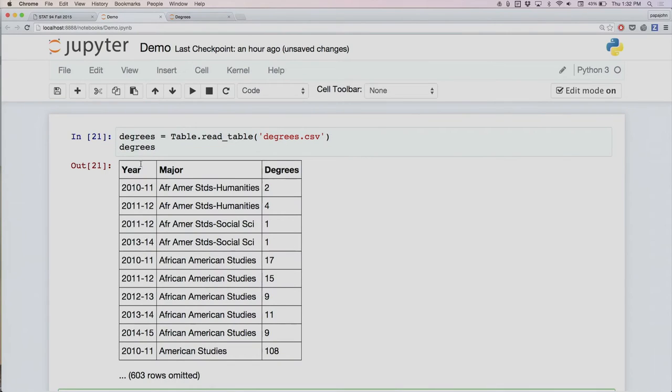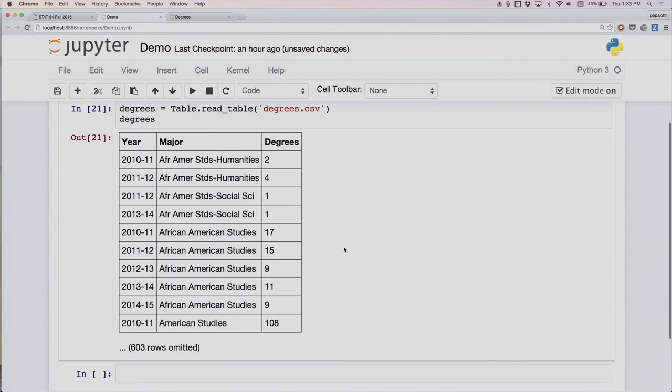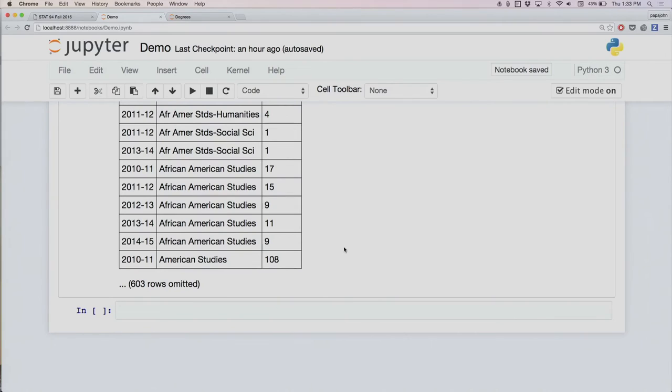So degrees is some table that says in a particular calendar year, some major issued this many bachelor degrees. So there were 17 degrees in African American studies in the 2010-2011 academic year. It's easy to find tables like this about anything that you want. The question is whether you know what to do with such a table when you encounter it. So part of this course, the beginning part of this course, is to build up basic programming skills by tackling the problem of manipulating tables like these.